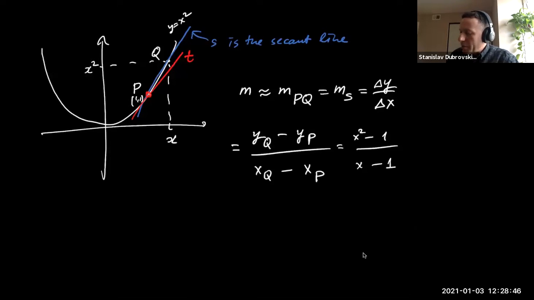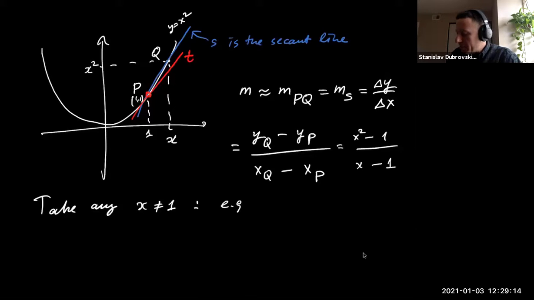So we can approximate it by taking anything for X. So for instance, if point P is situated at 1, of course, we cannot take 1, because then we'll have to deal with division by 0. So take any X not equal to 1. Let's take X to be equal to 1.5.